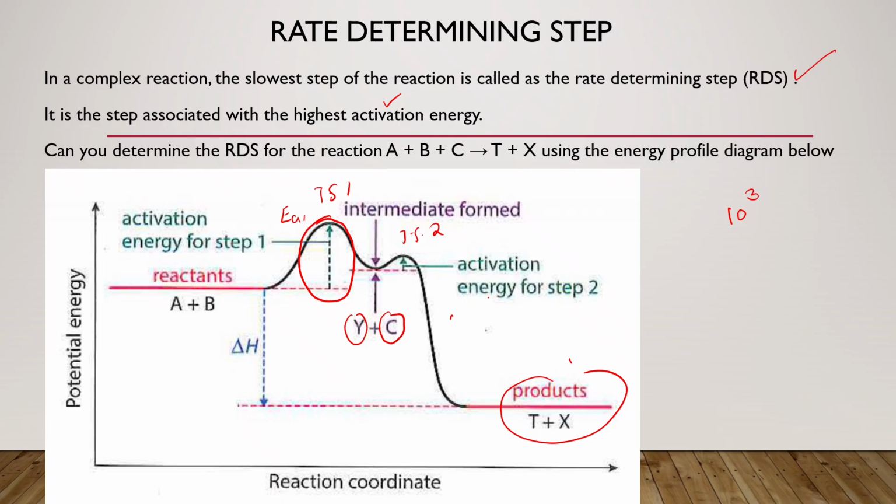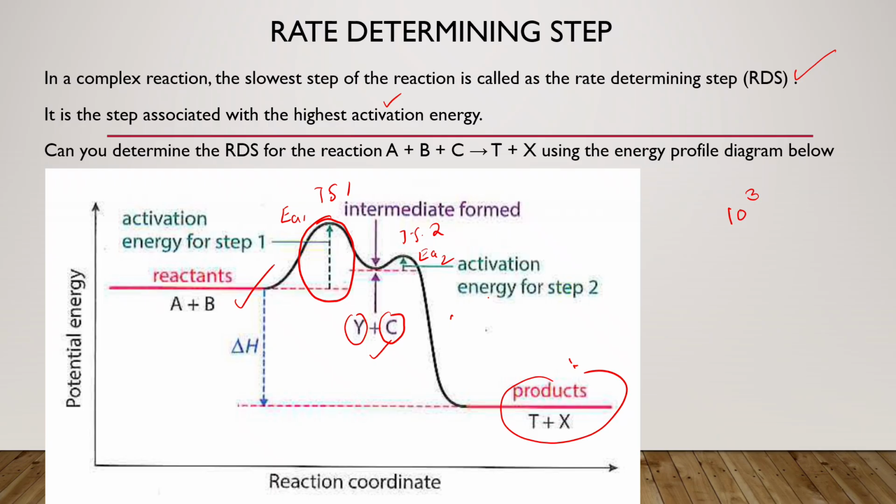So, by looking at the magnitude of activation energy EA1 and EA2, can you determine which of the two steps, the first one or the second one, is the rate determining step? I'd like you to think and pause the video and then continue when you have an answer in your mind.